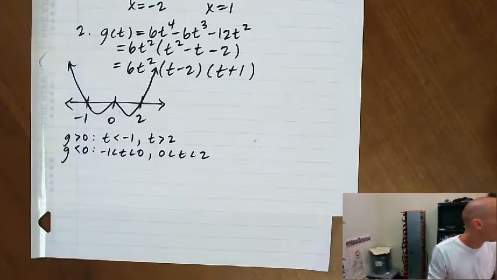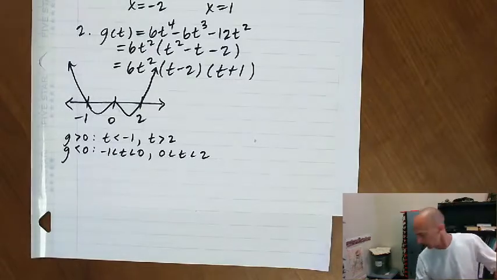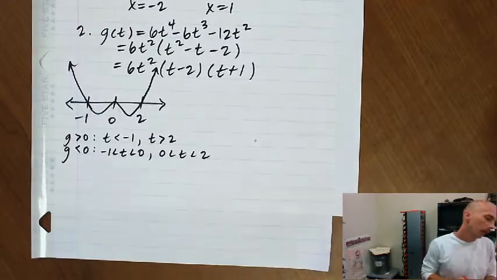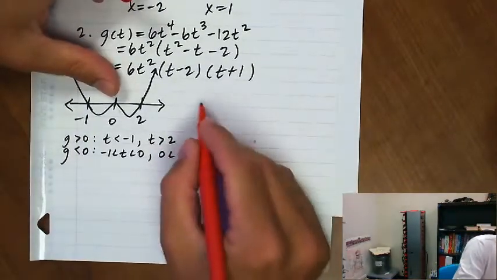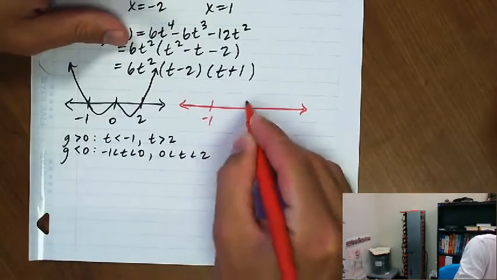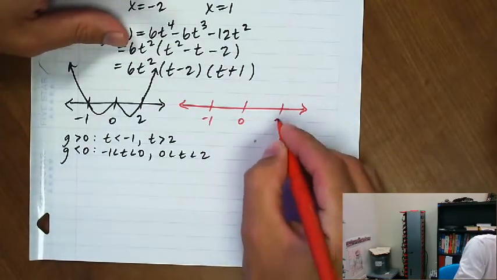Okay. Alternatively, you do have another option. Let me get a different color pen to write with. Yeah, let's do this in red. You can also say, all right, I know what the zeros of this thing are. Again, negative 1, 0, and 2.